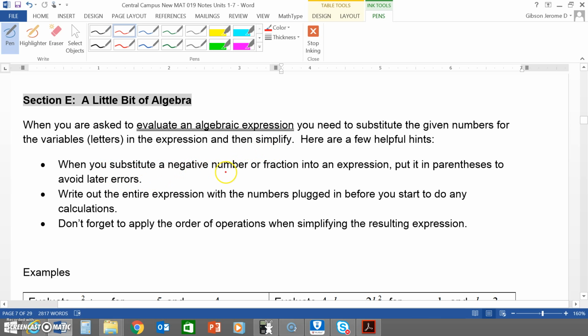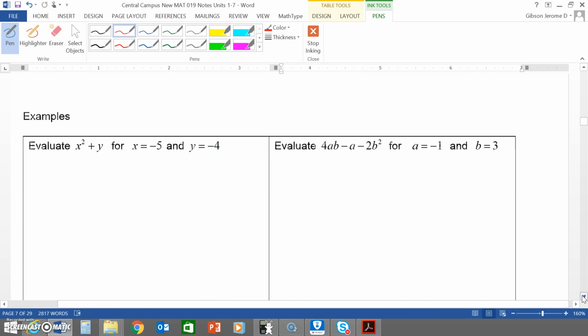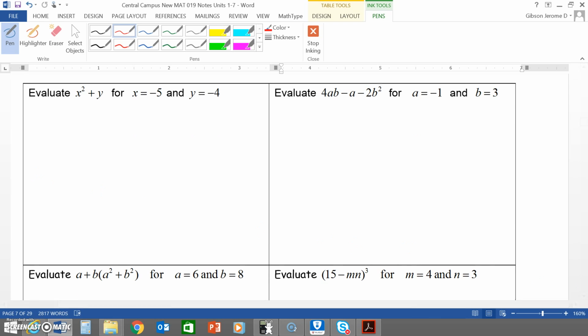When you substitute a negative number or fraction into an expression, put it in parentheses to avoid later errors. Write out the entire expression with the numbers plugged in before you start to do any calculations. Don't forget to apply the order of operations when simplifying the resulting expression. Okay, so let's take a look here. It says evaluate x squared plus y for x is -5 and y is -4.